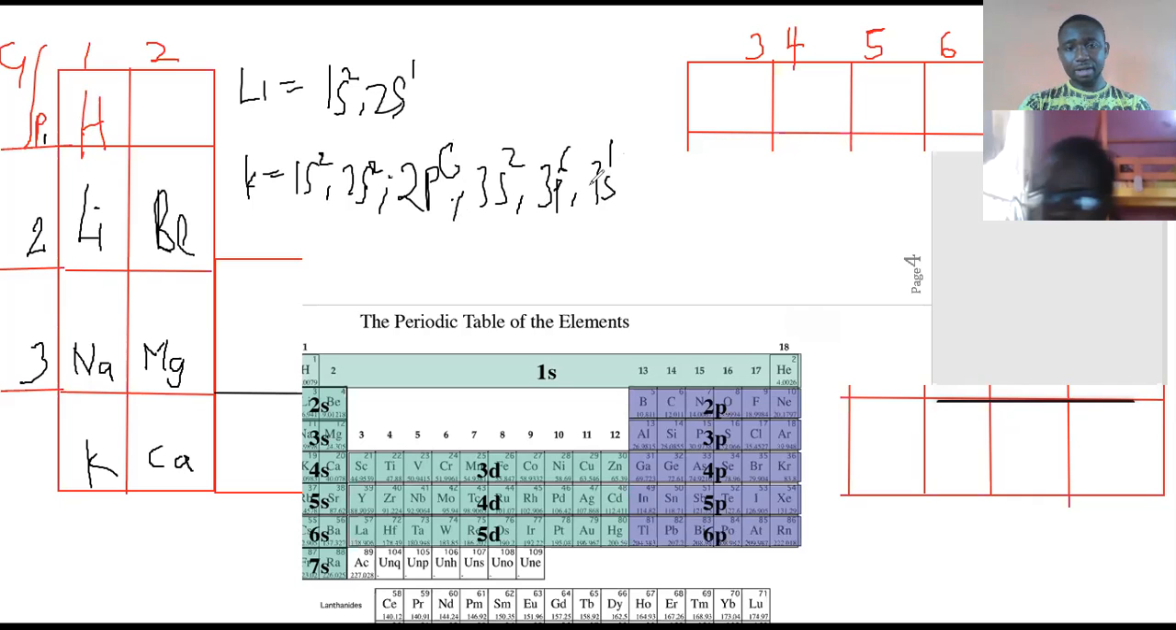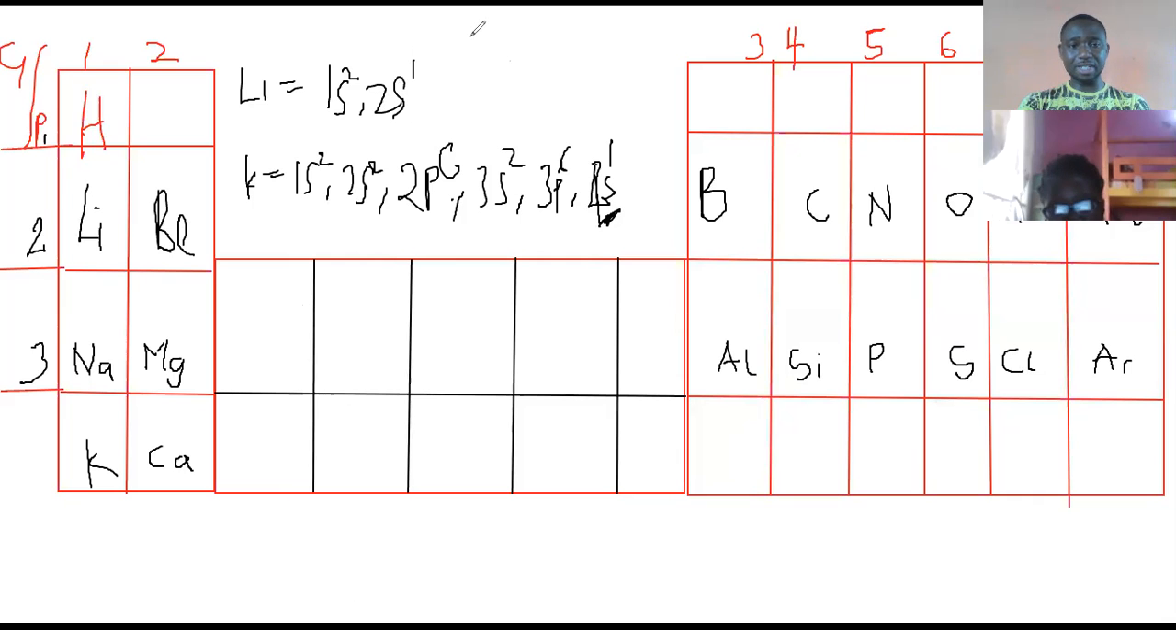Okay, so calcium, can you tell me the last thing in calcium? The last is 4s2. Look at potassium. Potassium is 3... oh, potassium is 4s, sorry. Potassium is 4s1, while calcium is 4s2, right? Yes. Okay, now what does this tell us? This tells us a whole lot.